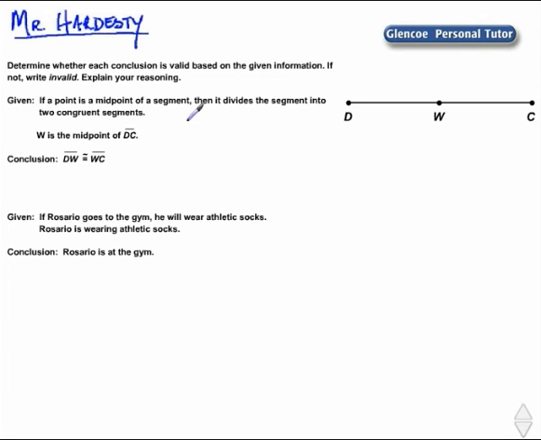We want to know if detachment works in this problem. Let's review detachment. Detachment says if P, then Q, where P is the hypothesis and Q is the conclusion, and P is a true statement. If that is the case, then Q will follow. That's the law of detachment.